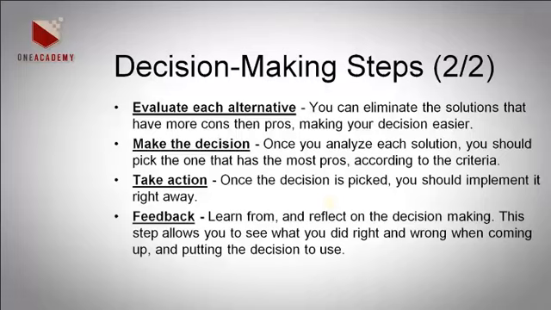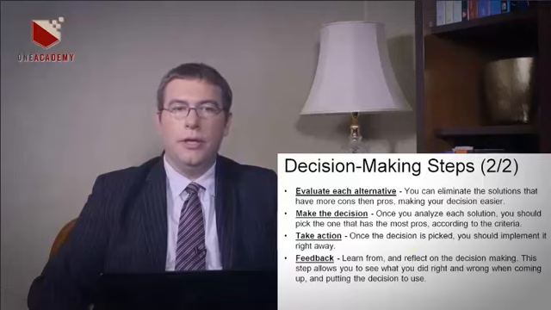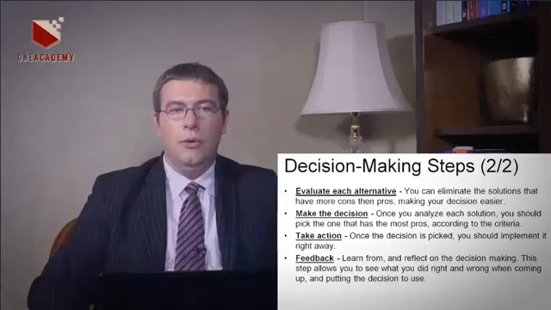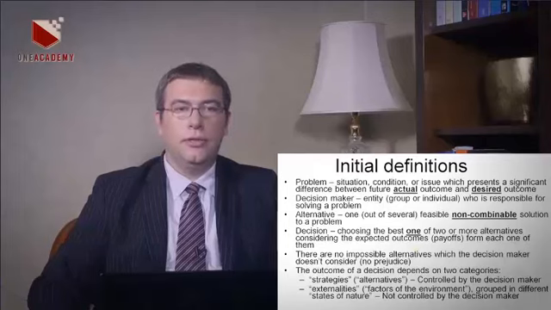Evaluate each alternative. You can eliminate the solutions that have more cons than pros, making your decision easier. Next is the actual decision making. Once you analyze each solution, you should pick the one that has the most pros according to the criteria you have chosen. Next, after you have made the decision, take the action. Once the decision is picked, you should implement it right away. Finally, you should go to feedback, learn from and reflect on the decision making. This step allows you to see what you did right and wrong when coming up with and putting the decision in use.